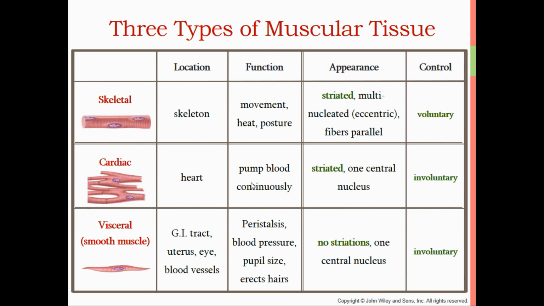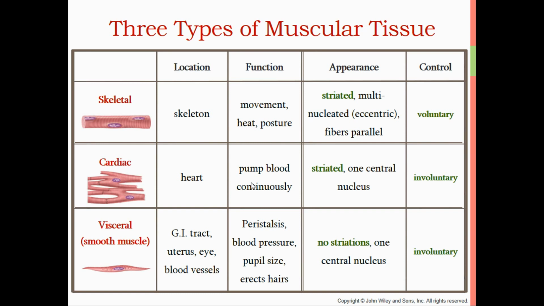Cardiac muscle is in the heart. It pumps blood continuously. It works from before you are born until the day you die. It is also striated, but only has one nucleus per cell. It is also involuntary, meaning it's not under your conscious control. Thankfully, you don't have to consciously keep reminding your heart to do its job. That's all part of the autonomic nervous system.